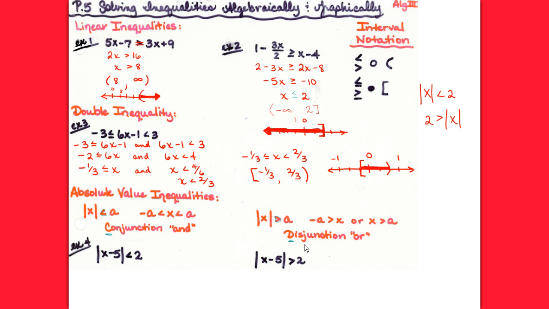A conjunction is an and statement. A disjunction is an or statement. And so here's the formula for our conjunction. Negative a is less than x is less than a. And here's our formula for a disjunction. Negative a is greater than x, or x is greater than a.